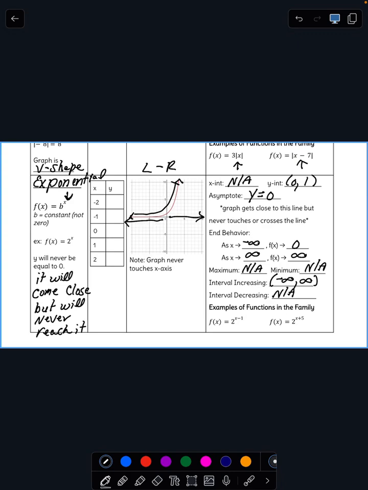And here are some examples. Like I said, you're going to see your variable, your x. I shouldn't say variable, I should say x value, as the exponent. Your input is going to be your exponent.